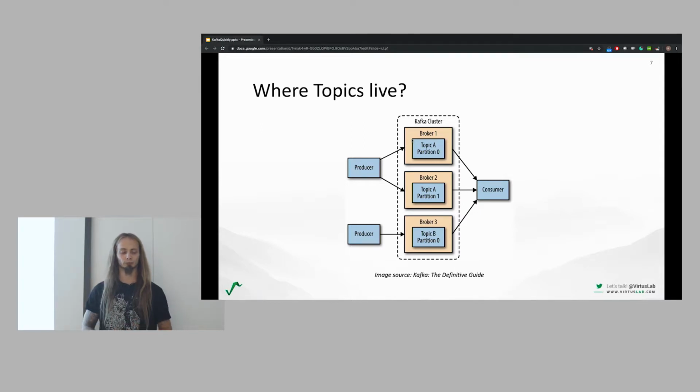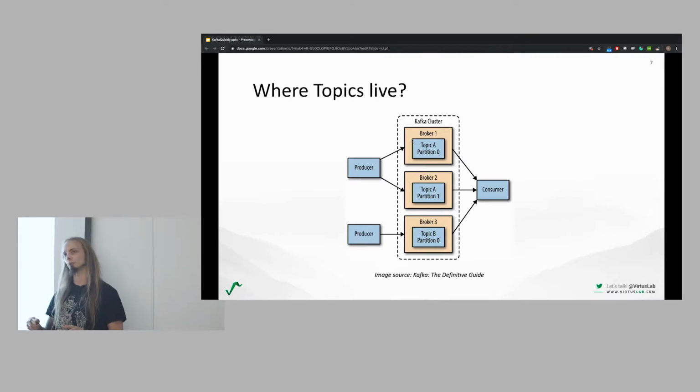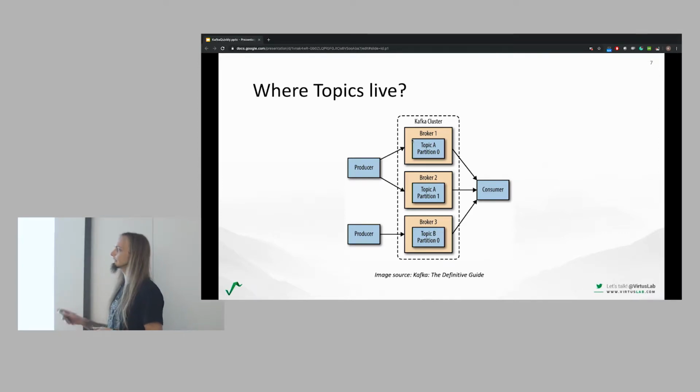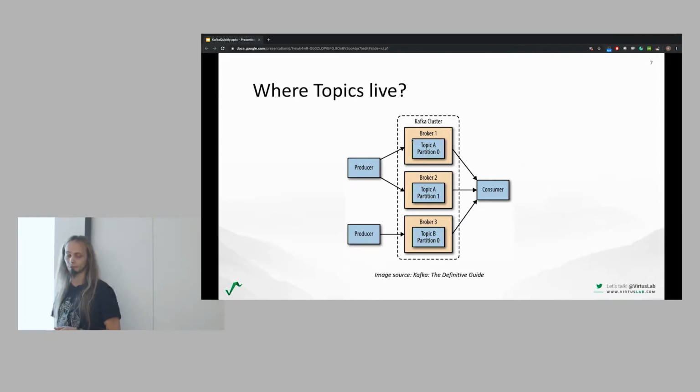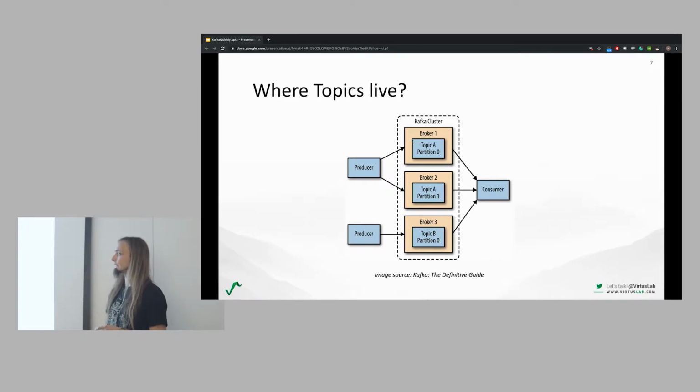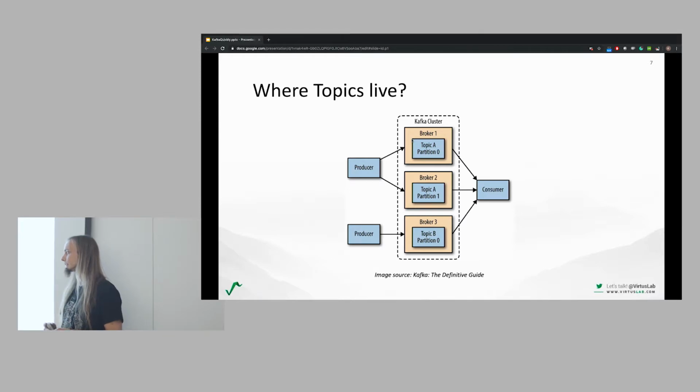And when it comes to producers, producers do not directly store records in a topic, but send the request to store a record to the Kafka broker, and then the Kafka broker decides where the record should be put, bearing in mind the current replication factor, the policy, how the partition is calculated, and so on. On the other side, there are consumers, and consumers can read data from not only one, but multiple topics at once.